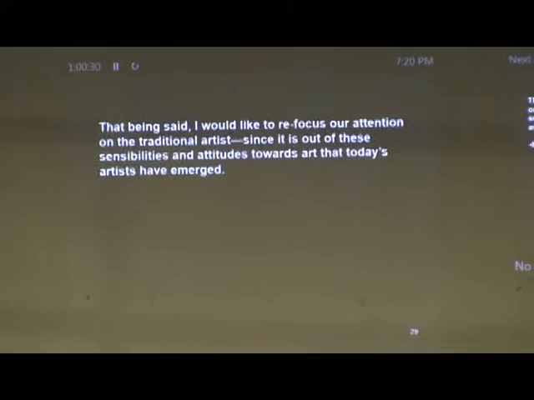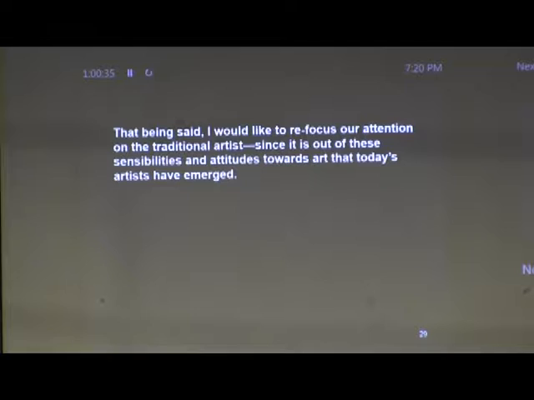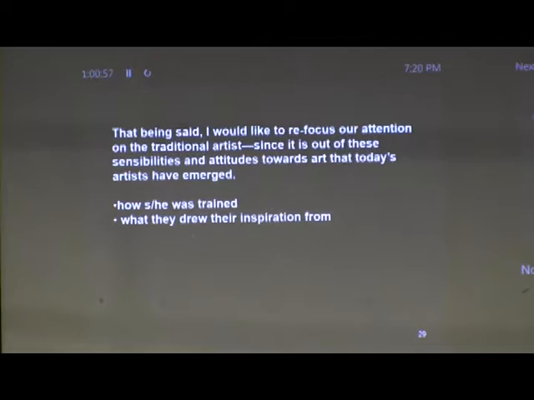Okay. That being said, I would like to just very briefly refocus attention on the traditional African artists, the men and women who learned through the apprenticeship method, and give you just a couple of examples of what they thought about themselves and what their communities thought about them, how they were trained. We've already talked about the apprenticeship. Where they got their inspiration from, that's actually interesting. How their communities looked at them, and basically how they saw themselves.